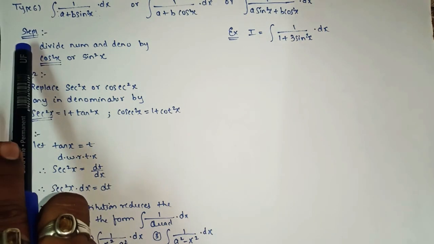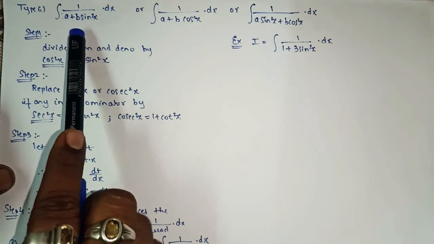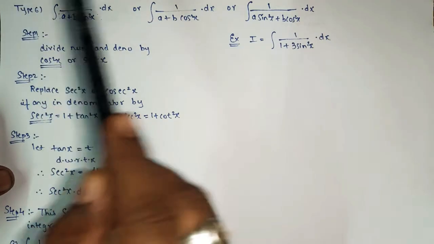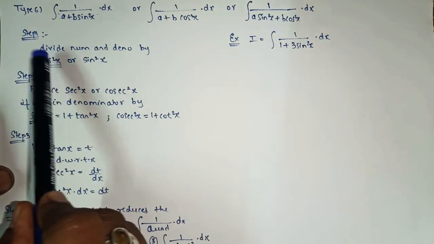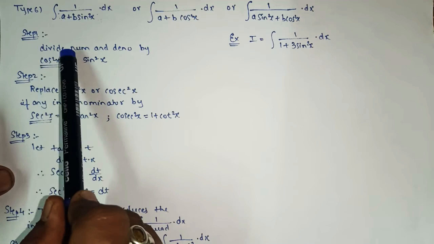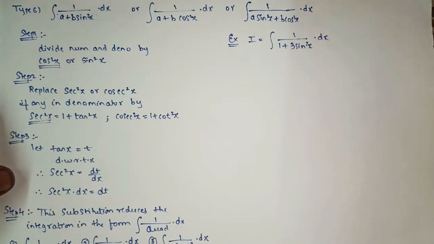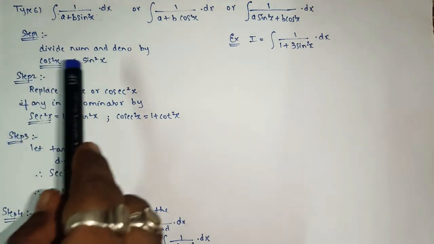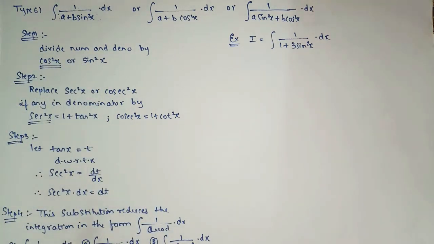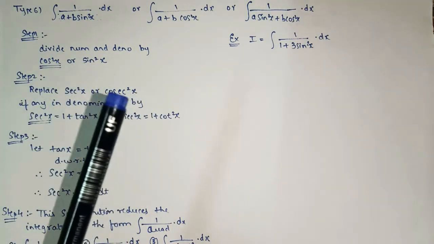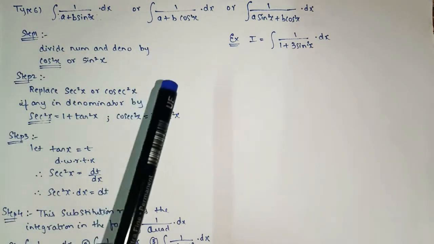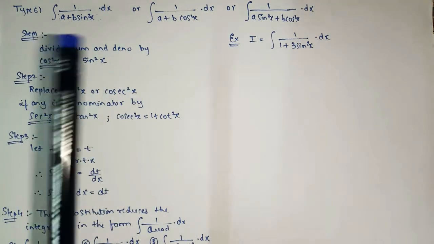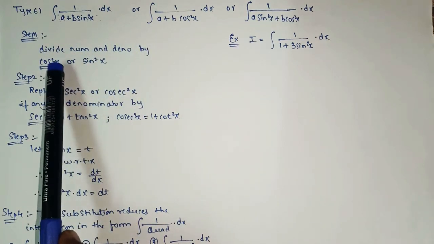So what is step number 1? Whenever we have a question pattern like this, 1 upon a plus b sine square x or else cos square x, step number 1 says that always you have to divide the numerator and denominator by cos square x or sin square x. It is up to you. If you want, you can divide by cos square or sin square, but I will suggest dividing the numerator and denominator by cos square.